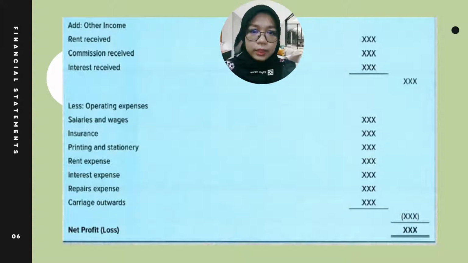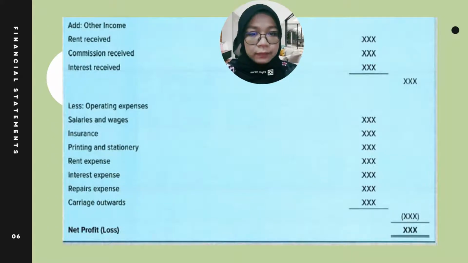After calculating your gross profit, you should add your gross profit or gross loss to the other income received. For example, here is rental income, commission income, and interest income. Okay, and then minus other operating expenses such as salaries, insurance, printing, rental, interest, repairs, and carriage outwards.